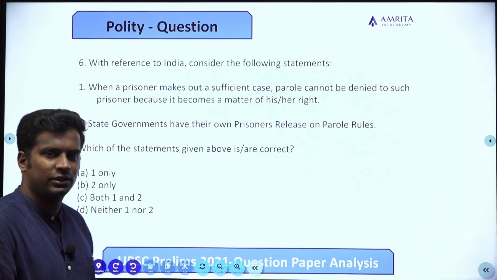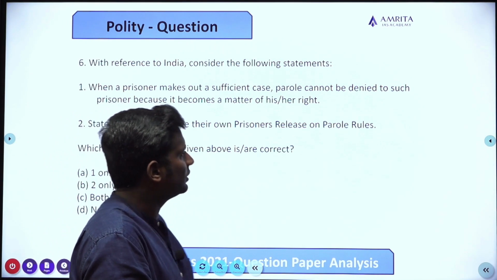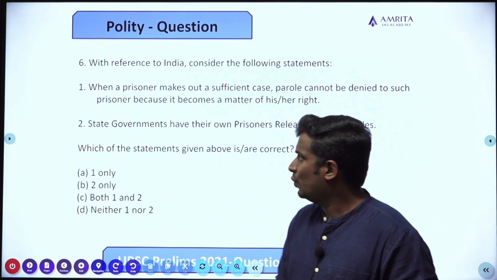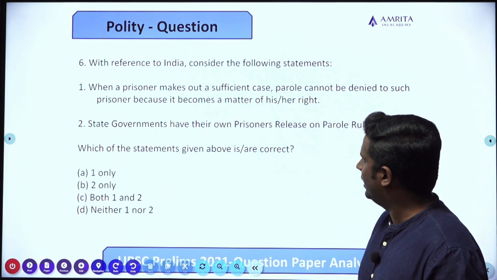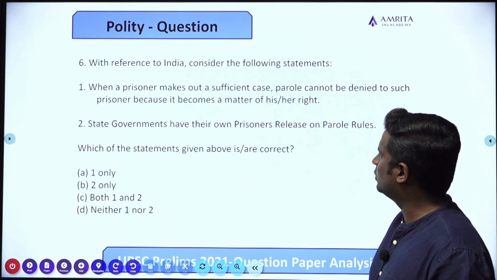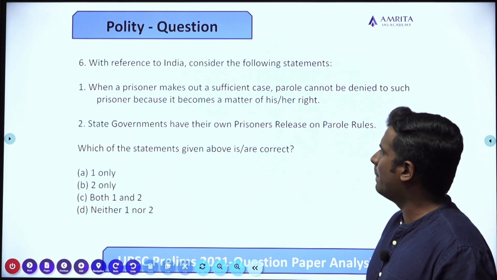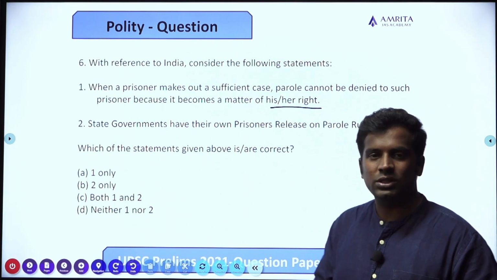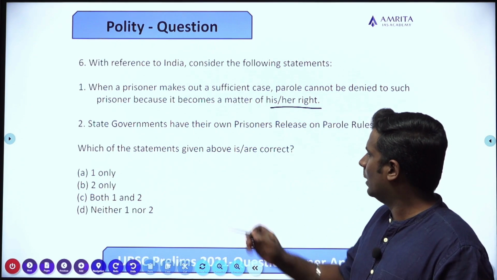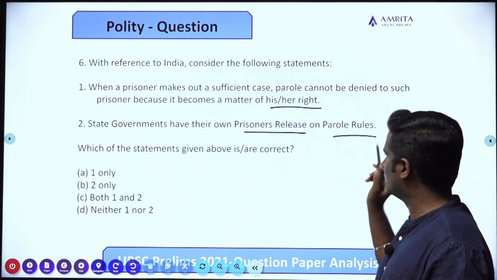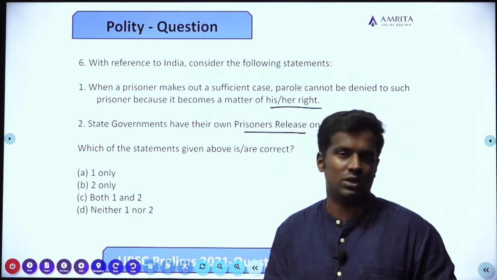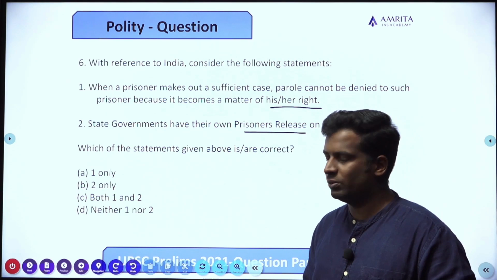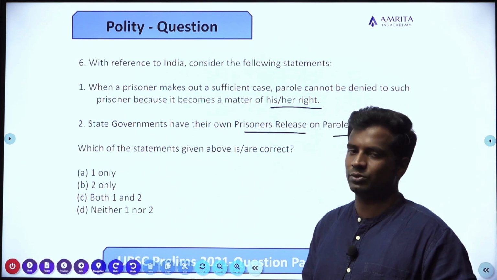Coming to question number 6. With reference to India, consider the following statements. 1. When a prisoner makes out a sufficient case, parole cannot be denied to such prisoner because it becomes a matter of his or her right. 2. State governments have their own prisoners' release on parole rules. Which of the statements given above are correct? Option A, 1 only, option B, 2 only, option C, both 1 and 2, and option D, neither 1 nor 2.